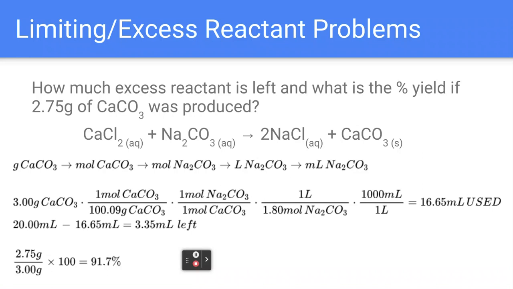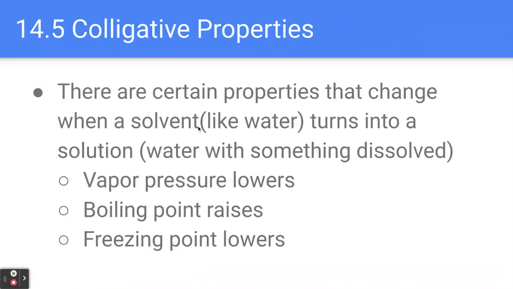We were given 20 milliliters, so 20 minus 16.65 means that there's 3.35 milliliters left. And then the last one, we actually made 2.75 grams, but we could have made 3 grams, so our yield was 91.7%. Now, the last thing we have to talk about are colligative properties.